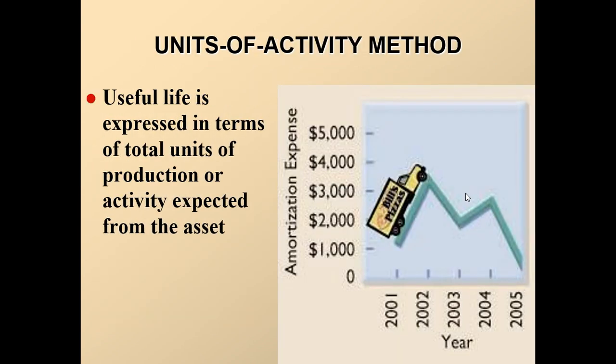Okay, so once again, with the units of activity method, it's always expressed in terms of total units of production or activity expected from the asset, and not based on the useful life of the asset in terms of years. So you're not looking at time, you're looking at units.